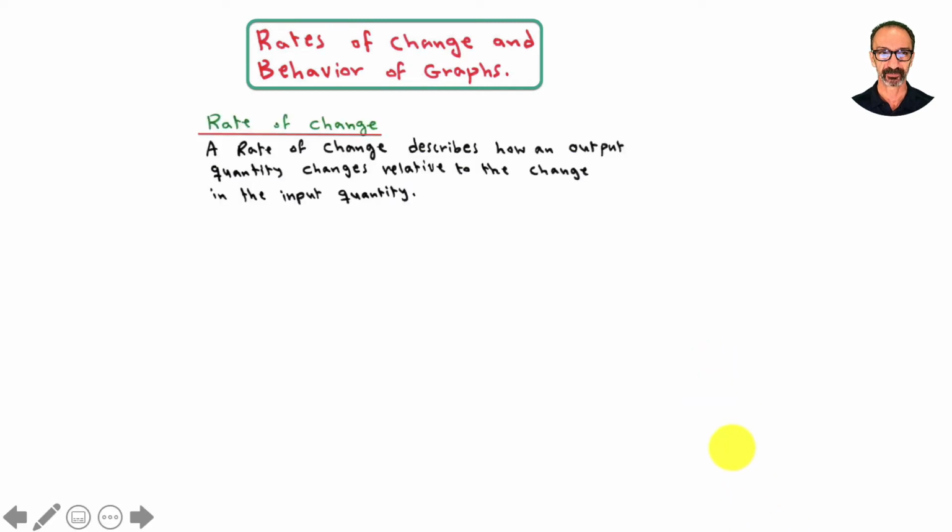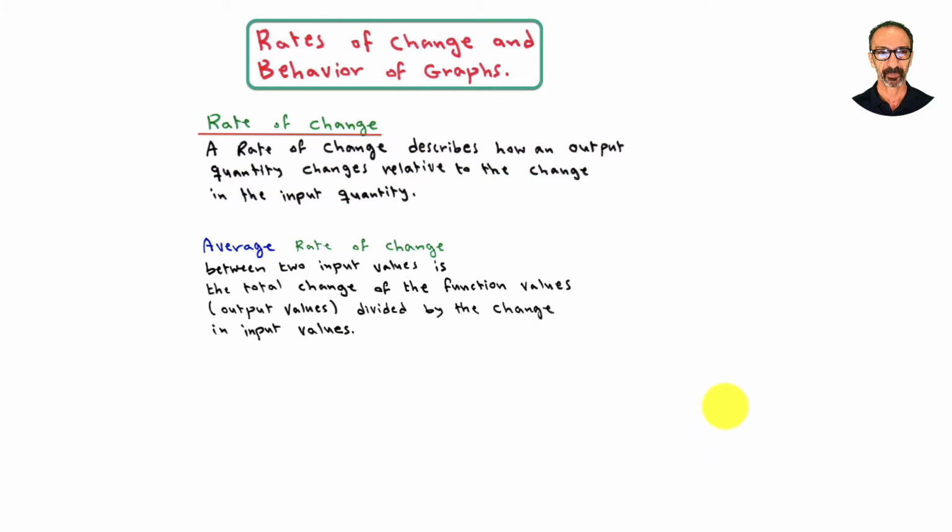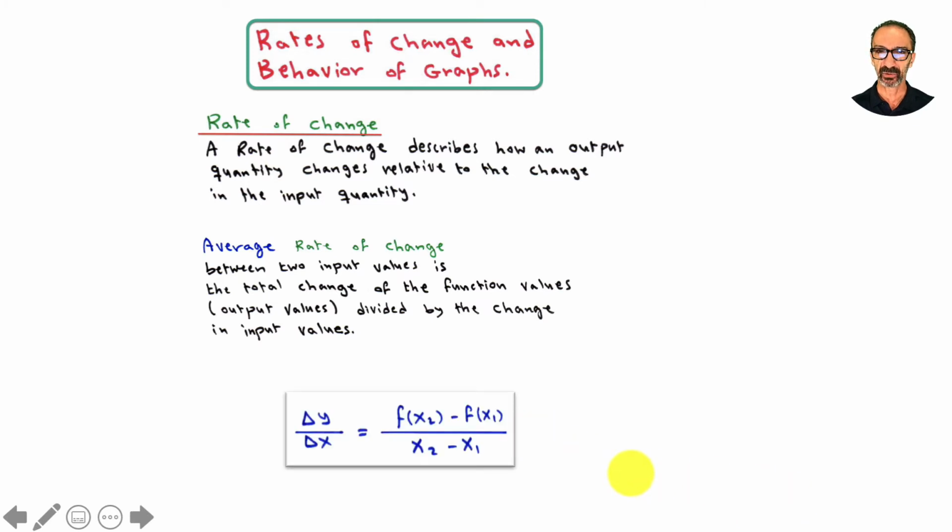Rate of change. A rate of change describes how an output quantity changes relative to the change in the input quantity. The average rate of change between 2 points or two input values is the total change of the function values, output values, divided by the change in the input values, which is actually what we call the slope. Change in y over change in x. That is called the average rate of change.